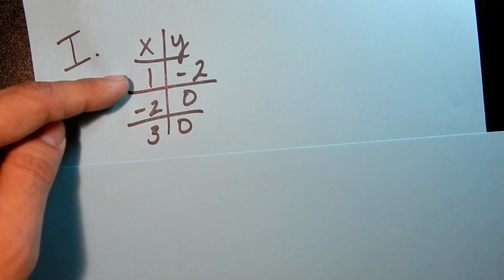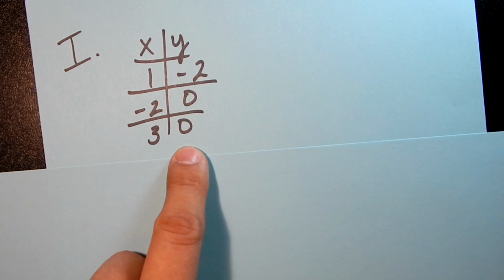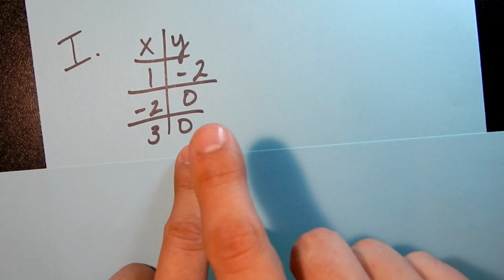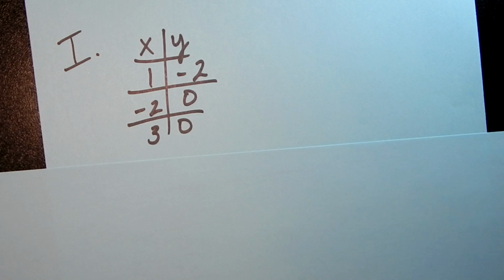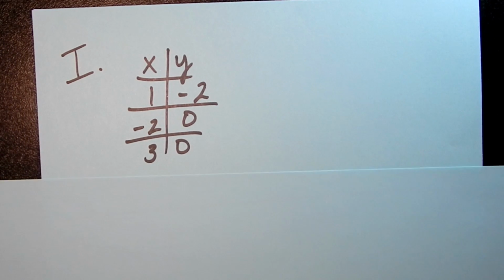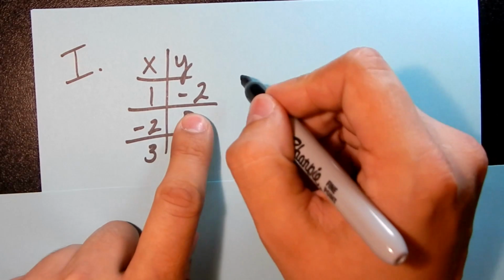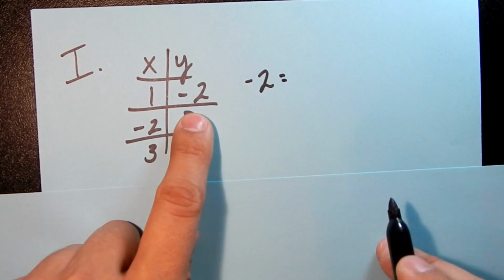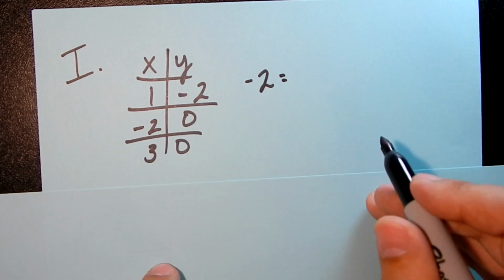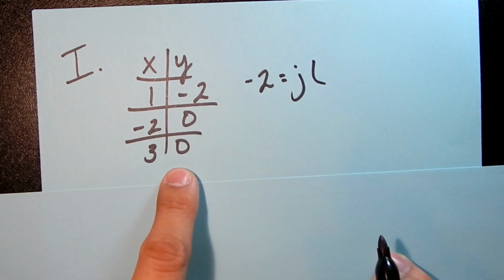So for the first point, we have 1, -2. The other 2 points we're just going to zero out. So the y values are going to be 0, and we're going to use that to create a polynomial and do a little bit of work with it. So what do I mean? Well, I'm going to take my y value, and I'm going to say -2 is equal to some constant, let's call it j, times these 2 pieces.